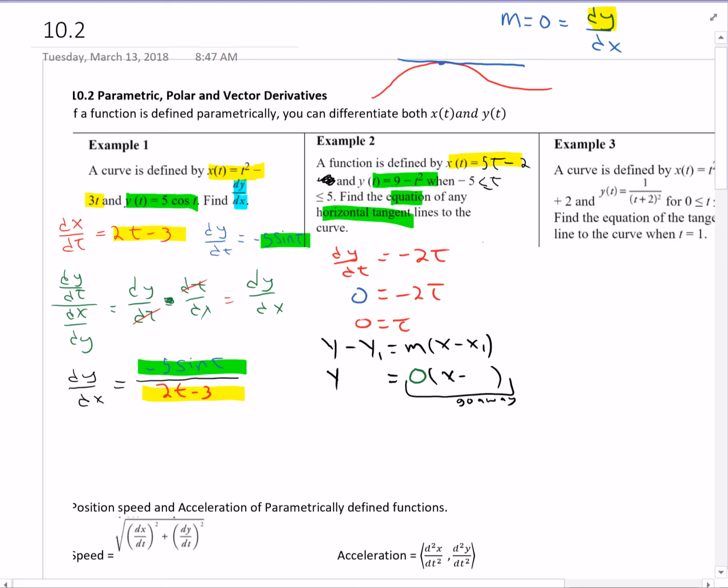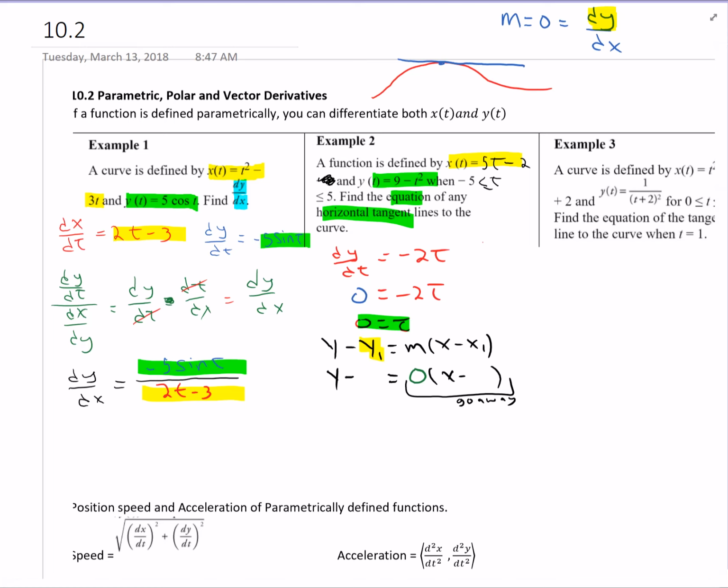And what we end up needing is this y coordinate. Horizontal lines are equations like y equals 7 or y equals 10. So how do I find this y coordinate? Well, we know that the horizontal line occurs when t equals 0. So I just need to take t equals 0 and plug it into the y piece, and I'll have a y coordinate.